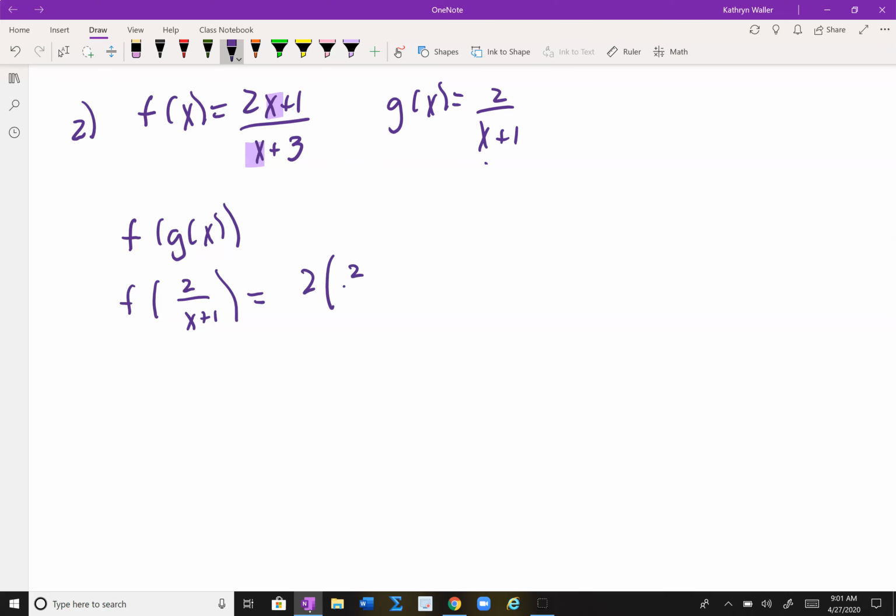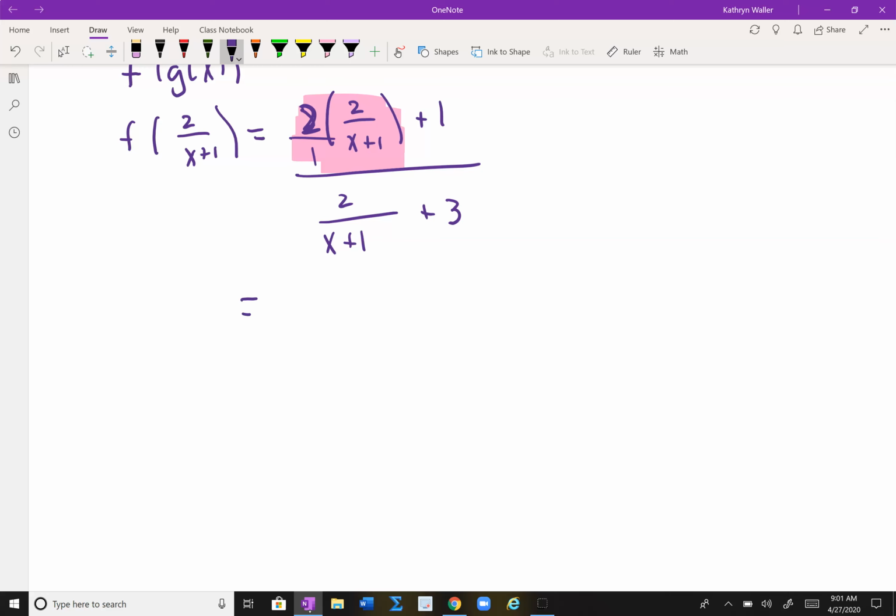So it's 2 times 2 over x plus 1 over 2 over x plus 1 plus 3. So remember, don't get confused on this right here. The 2 is not on the bottom, this 2 right here. It does not get multiplied by the x plus 1 because that's 2 over 1. So now you go, 2 times 2 is 4, 1 times x plus 1 is x plus 1, plus 1.